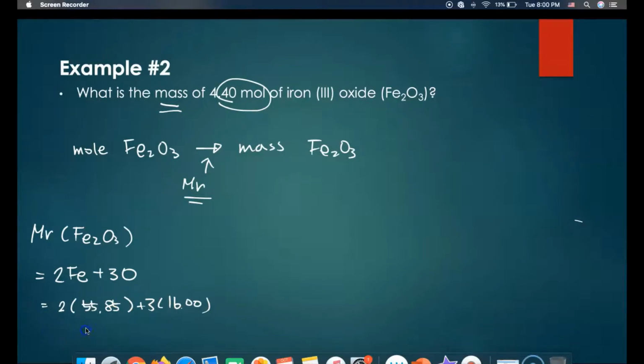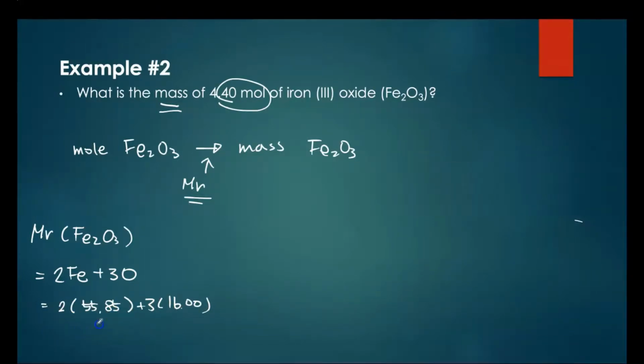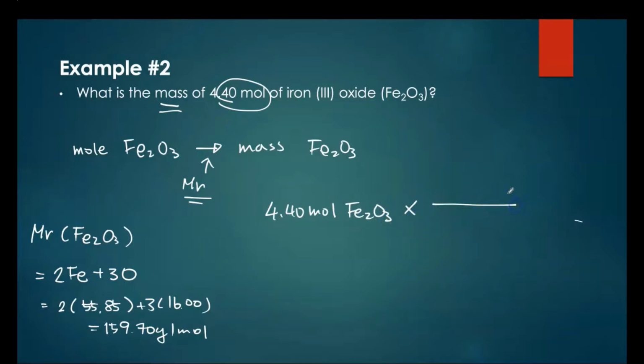So the answer for this part is 159.70 gram per mole. Using this number, we are going to calculate the mass of the iron(III) oxide. Let's start with the mole of it. It's 4.40 mole of Fe2O3, and we are converting this to mass. So we keep the number 159.70 gram as the numerator, and we keep the mole as the denominator.